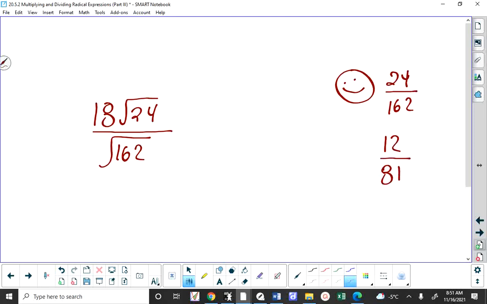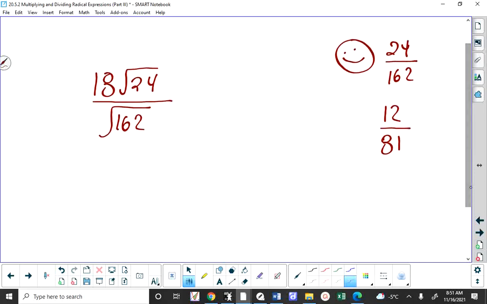Does 3 divide into 81? I think it does. I think it divides in 27 times. So we get 4 over 27, I think. If I divide the top by 3, I get 4. I divide the bottom by 3, I get 27. But can you confirm that that's right? It is, okay. So what this becomes is 18 root 4 over root 27.